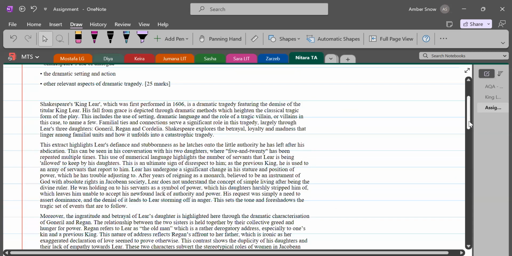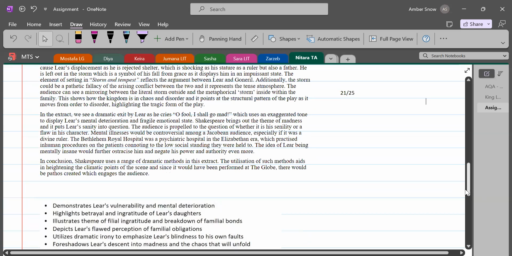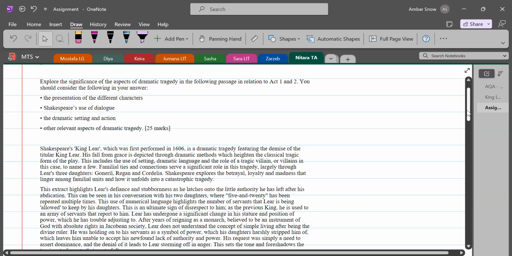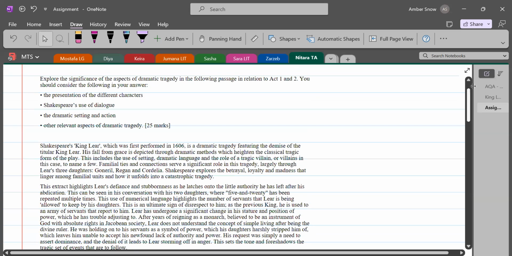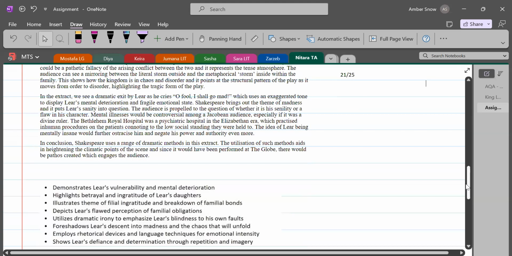Which exemplar response are you referring to? It wasn't on King Lear, it was on The Great Gatsby. Do you have the file? Yeah, you can send the file and we can look at it and dissect it. Yes, Miss, I do. Yeah, we can break it down. Sure, Miss.